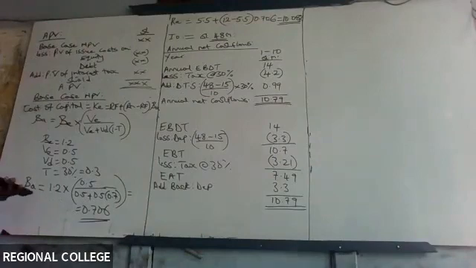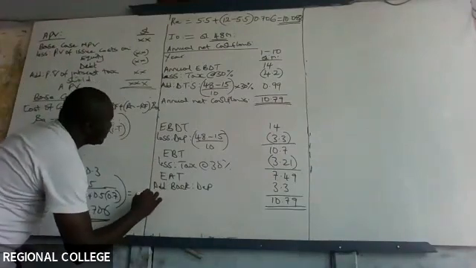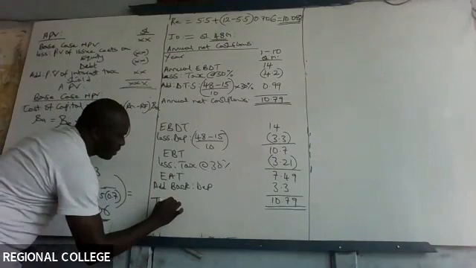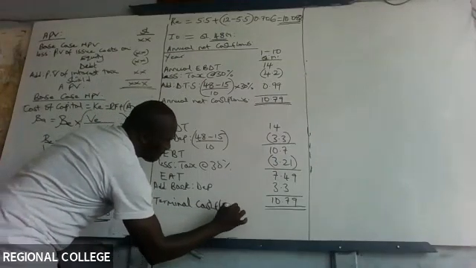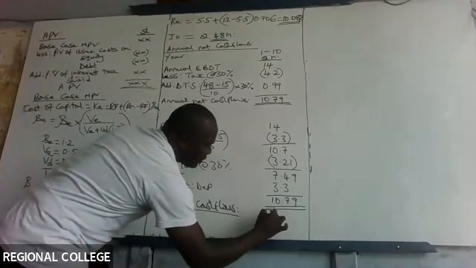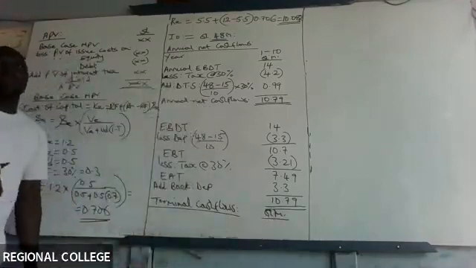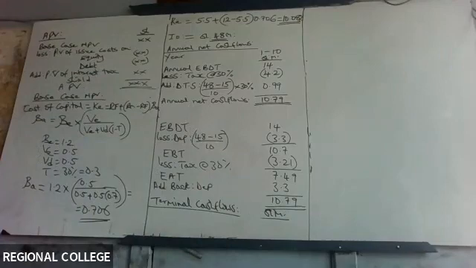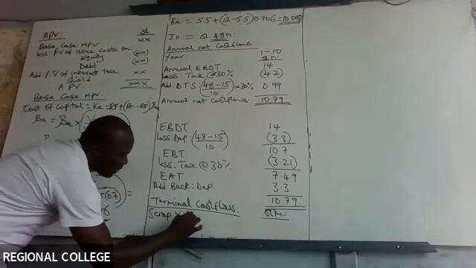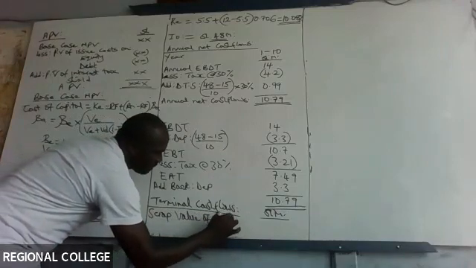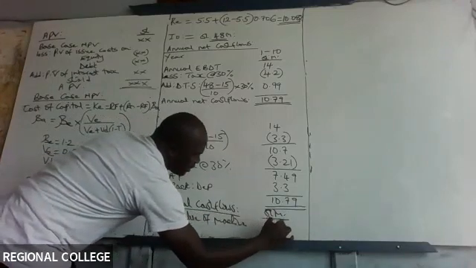We have the terminal cash flows. Terminal cash flows, there was a scrap value. Scrap value was 15 million, right? So the scrap value of machine, which is 15 million.